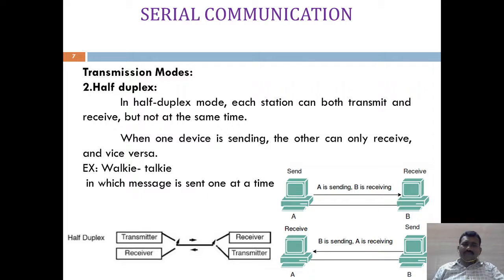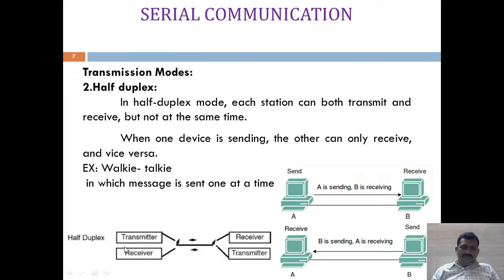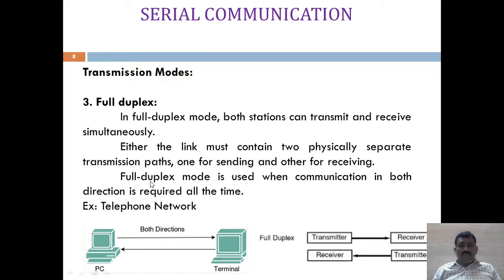Half duplex. In half duplex mode, each station can both transmit and receive, but not at the same time. You can see here the transmitter can send the data to the receiver and it will receive, or it can transmit the data, it can do any one. Example, walkie-talkie. Full duplex communication, data transfer will take place in both directions, the data will flow in both directions, so it requires 2 wires. Example, telephone networks.